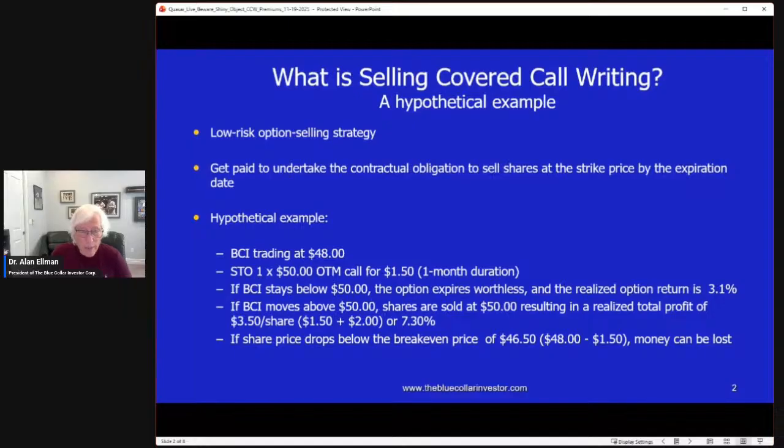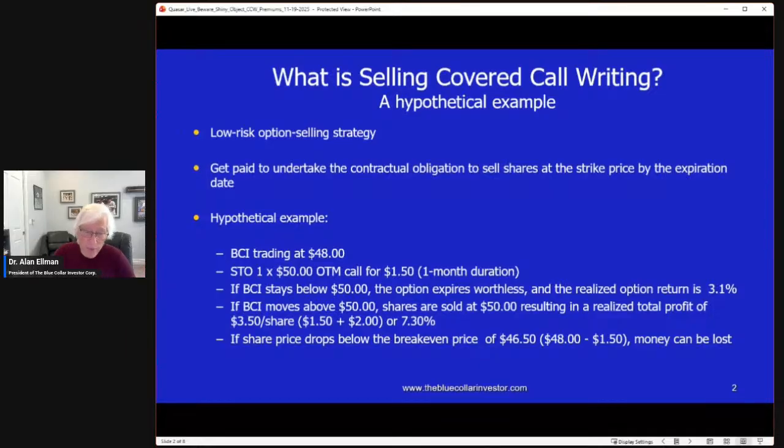What are we paid for? We're getting paid to undertake the contractual obligation to sell our shares to the option buyer at a certain price, which is known as the strike price, by a certain date, known as the expiration date. So we know what the shares are worth when we enter the covered call trade, and then we decide what we are willing to sell our shares for and how long that contract obligation should exist. So we set the parameters of the contract and then we get paid.